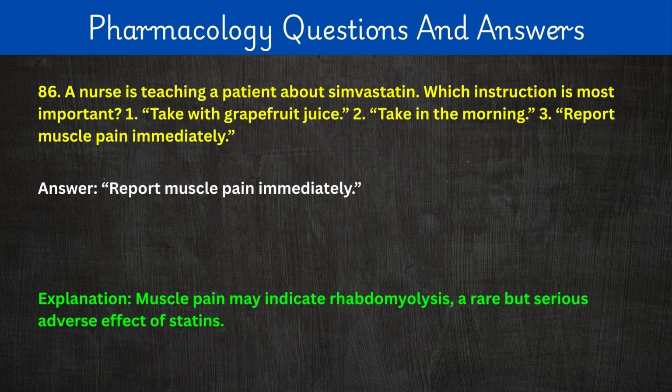86. A nurse is teaching a patient about simvastatin. Which instruction is most important? 1. Take with grapefruit juice. 2. Take in the morning. 3. Report muscle pain immediately. Answer. Report muscle pain immediately. Explanation. Muscle pain may indicate rhabdomyolysis, a rare but serious adverse effect of statins.